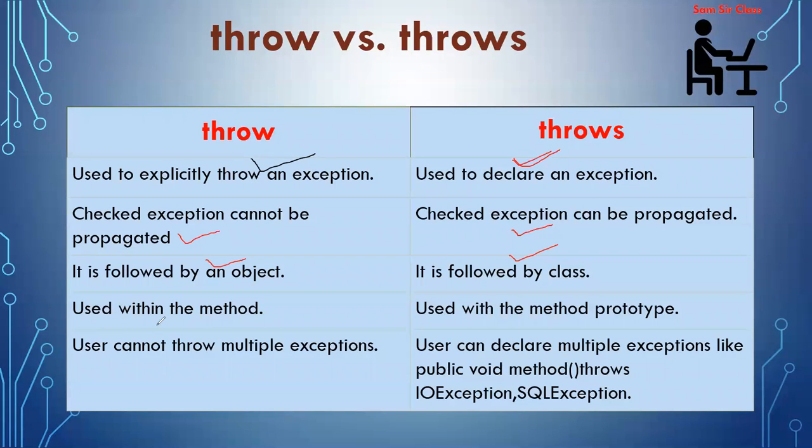Okay, throw is used within the method. Throws is used within the method prototype. While declaring the method, you are writing throws something. Okay, the user cannot throw multiple exceptions at a time. Multiple exceptions cannot be thrown, but throws can be used for multiple. You can write them like this, separated by comma. Okay, so this is the overview of the throw and throws keywords in Java.